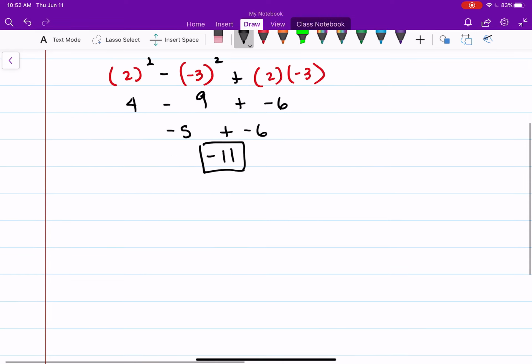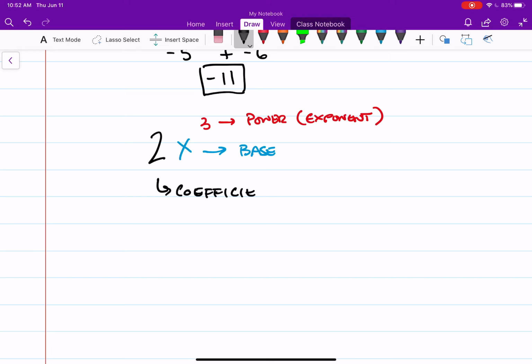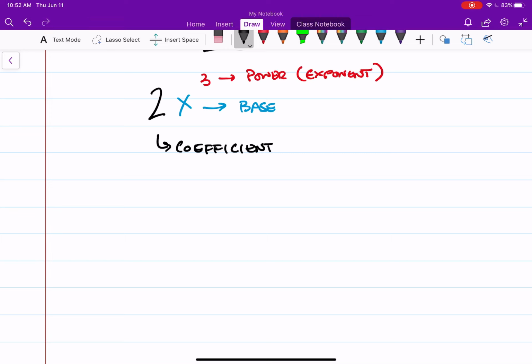All right, so with combining like terms, it's the same idea as well. Before, I said if we had a 2x to the third, we're going to call this red because this is called the power, or the exponent. And let's call this blue, and this is called the base. And the 2 is just the coefficient. In order for us to add or subtract them, we had to have like terms, and like terms meant the same power and the same base.